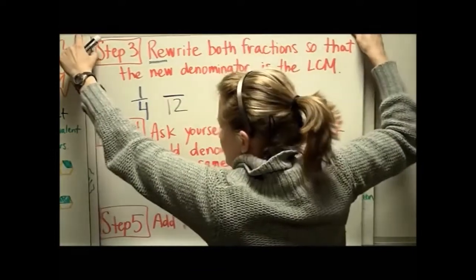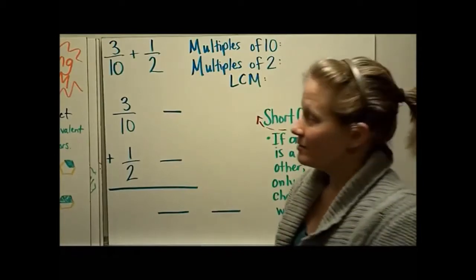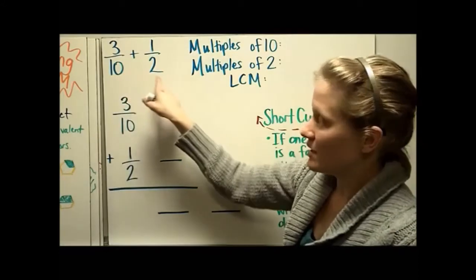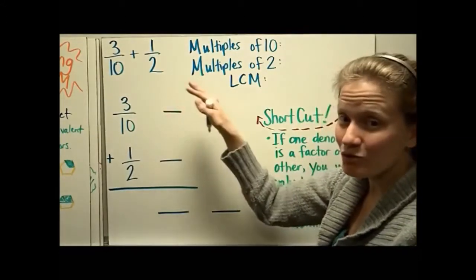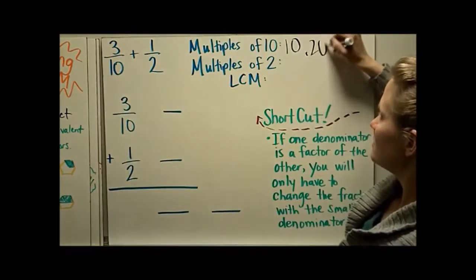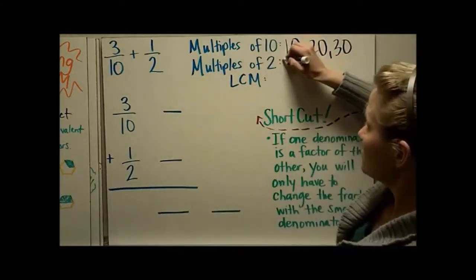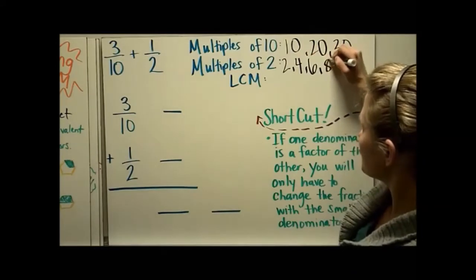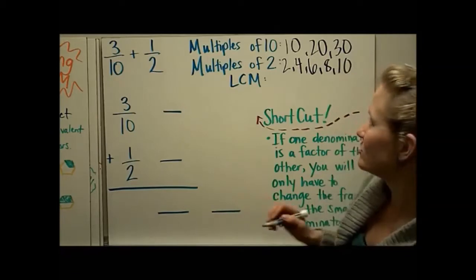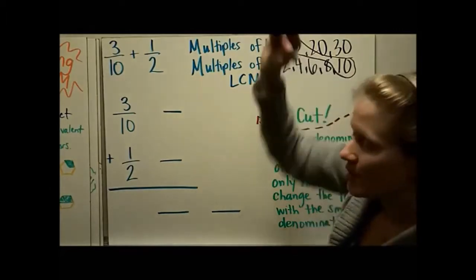Let's go through a few practice problems to practice using the least common multiple. I have 3/10 plus 1/2. The first step is to write the multiples of both of your denominators. So I'll write a couple multiples of 10: 10, 20, 30, and now I'll write a few multiples of 2 as well. 2, 4, 6, 8, 10. Oh, I already see a multiple that matches. I see the least common multiple. It would be 10. Both of them have a 10 in their list. So the least common multiple is 10.